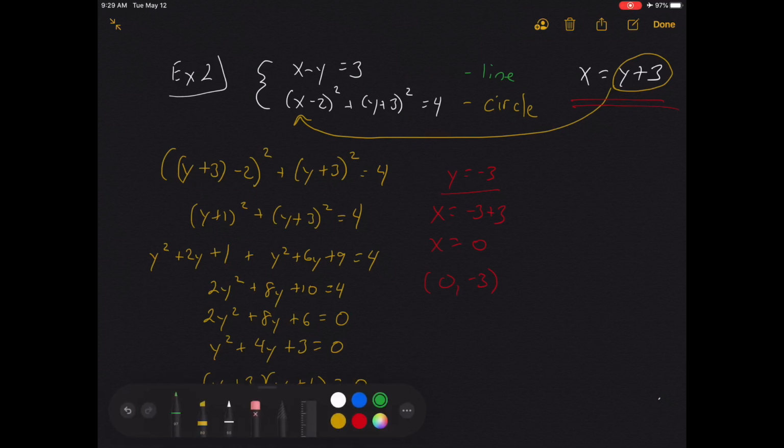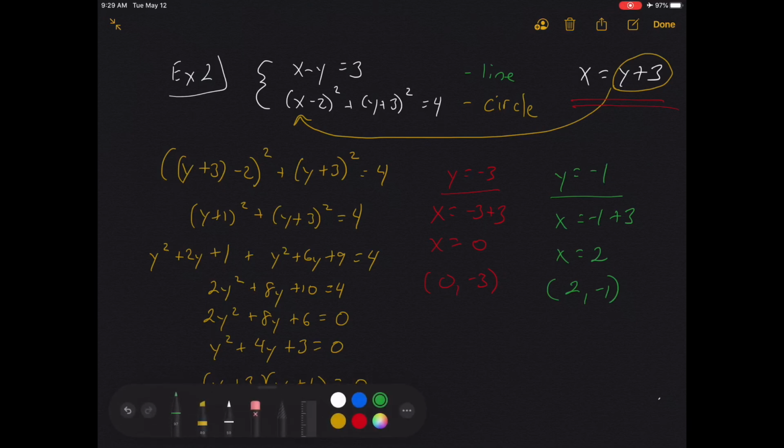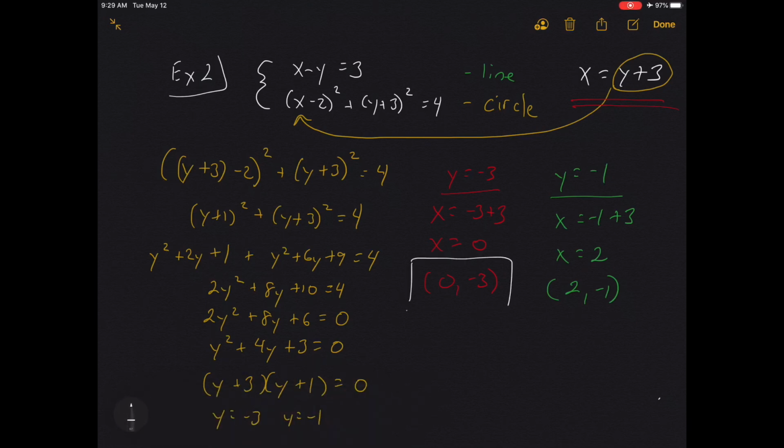Okay, we need our second solution. And that one's going to be when y equals -1. So again, we plug in the -1 where the y was, and we get out here that x is -1 plus 3, which is 2. So our second solution is 2, -1. So what that tells me is that our line intersects the circle at two different points, and those points are the points 0, -3, and 2, -1.